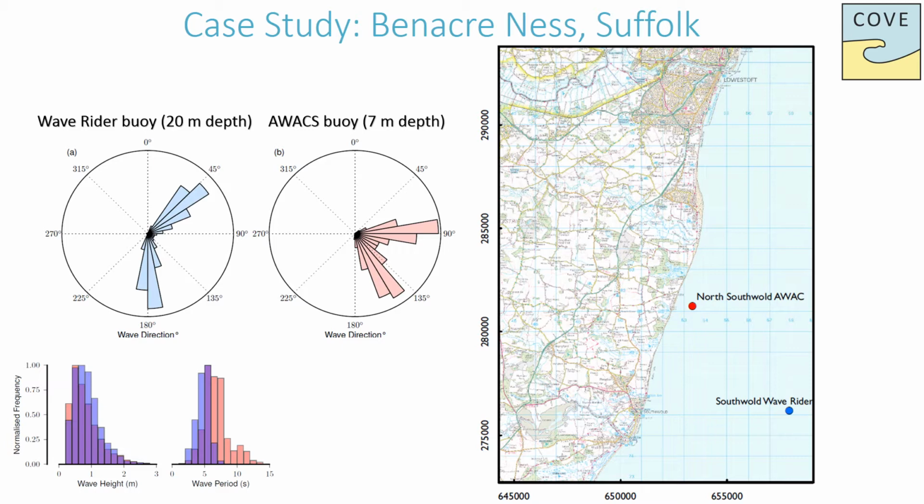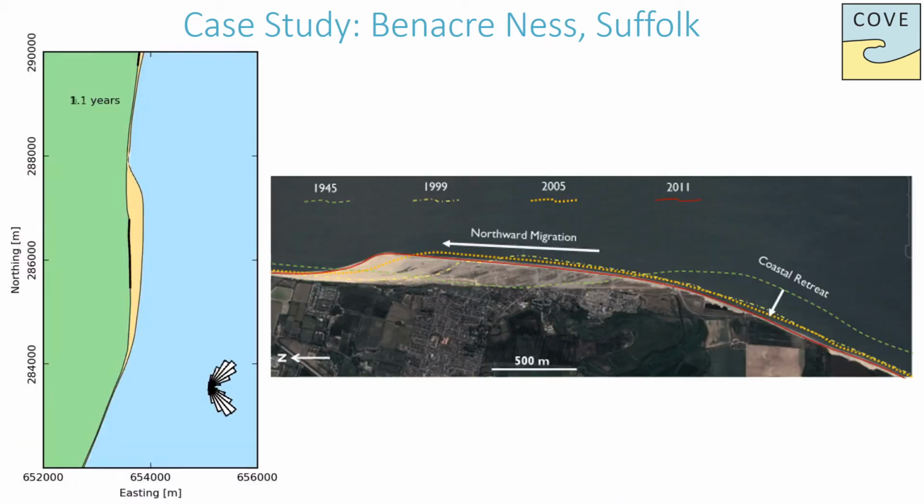To reduce uncertainty in the transformation of waves to nearshore conditions using Airy wave theory, it is important to use wave conditions near the depth of closure, which represents the most seaward point at which there is no significant change in elevation of the seabed. COVE shows Benacre Ness migrating northward at a rate of 20 to 30 metres per year in accordance with historical observations. It also shows the landform becoming elongated over time.